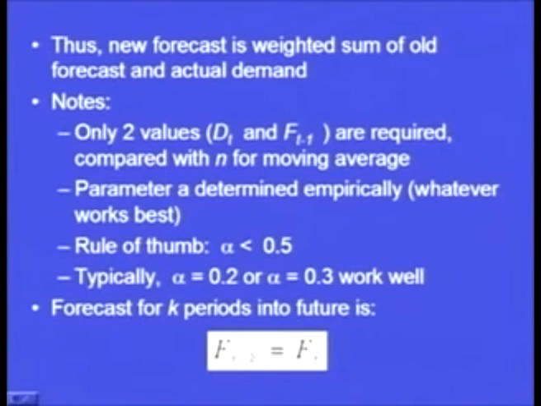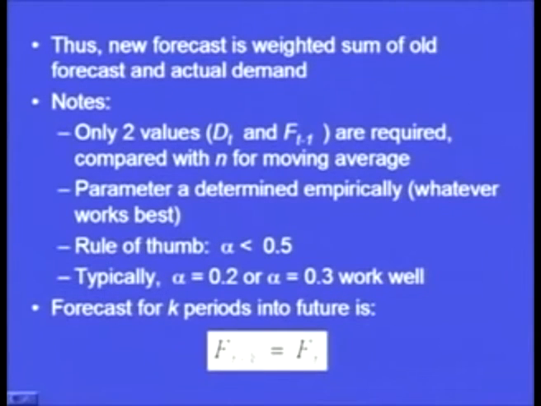But here only two values are required, that you can see on your screen: dt, that is demand, and Ft minus 1, that was the forecast. Then the parameter is determined empirically, whatever works best. So alpha can usually be determined empirically, whatever works the best.